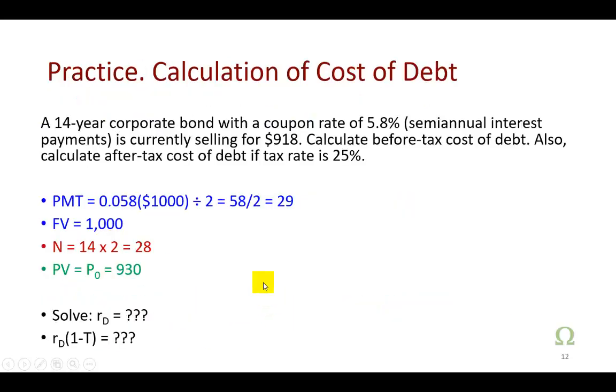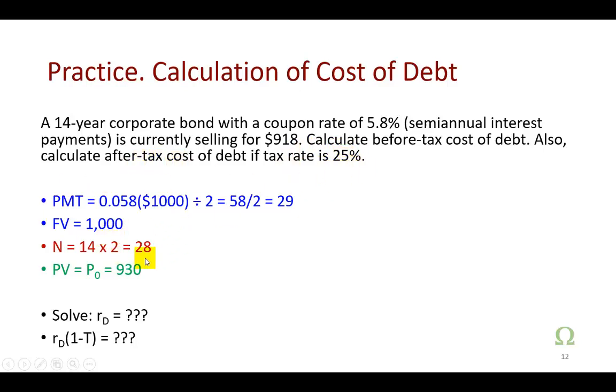So now here is a practice for you. It says a 14-year corporate bond with a coupon rate of 5.8%, semi-annual interest payments are made. It currently sells at a discount, actually 918. So it's below 1,000. That's why it's a discount bond. So now we want to calculate the before-tax cost of debt, which is the yield to maturity, and then afterward also calculate the after-tax cost of debt, assuming a tax rate of 25%.